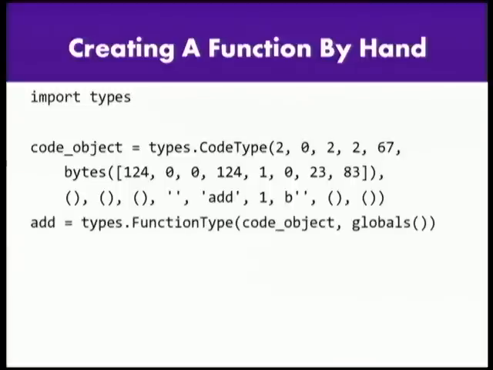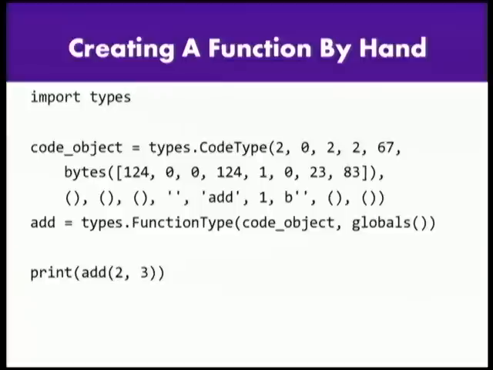We turn that code object into a function object by passing in the code object and the globals dict that we want it to bind to. And the result is a callable function. This function is very cleverly called add. It takes 2 parameters, which it adds together using the binary add opcode, and returns the result.